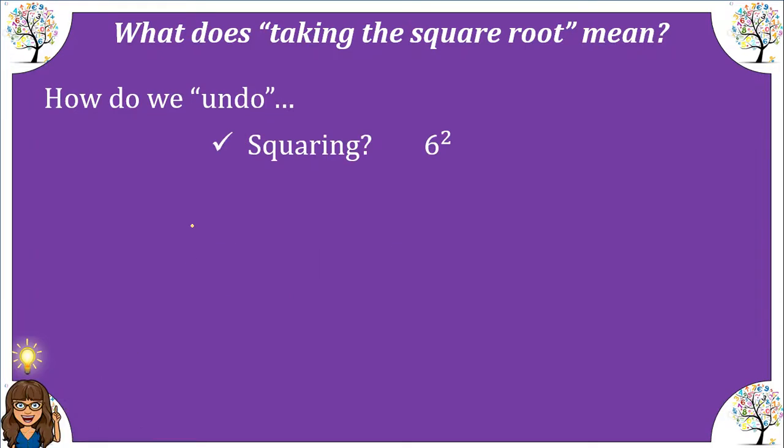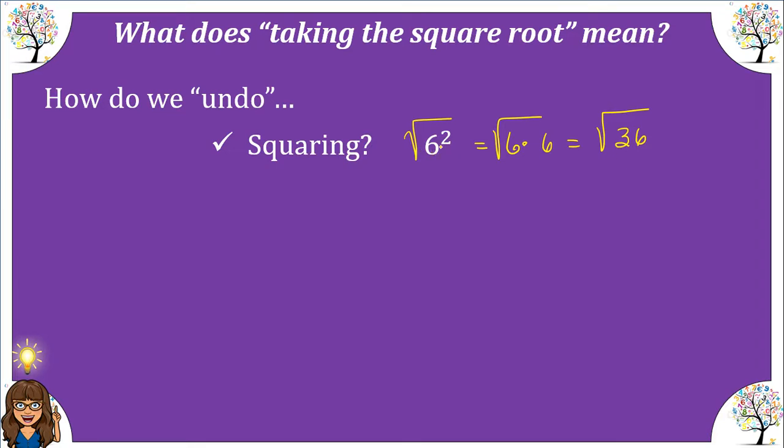So let's take a look at squaring and the inverse operation. Here we have 6 squared, and we know that that is 6 times 6, which gives us 36. If the question was, I want to undo this squaring, to undo something squared just means to take the square root. So if I take the square root of any of these equivalent expressions, you're going to get back the original base.